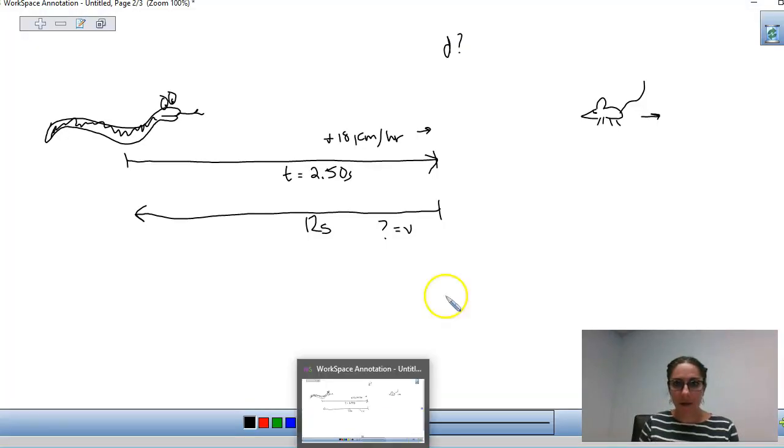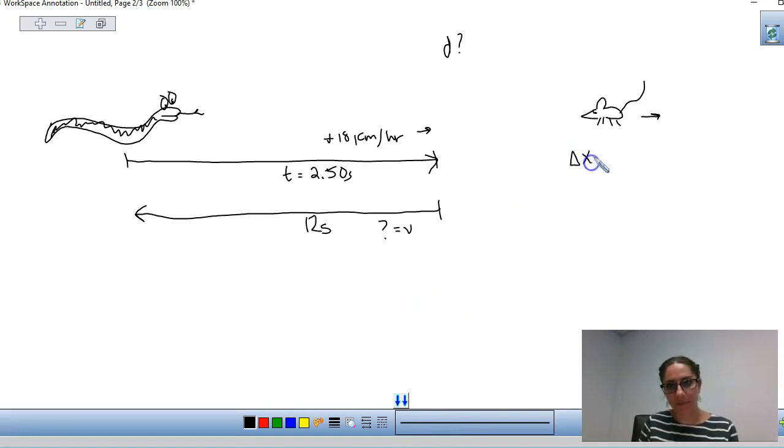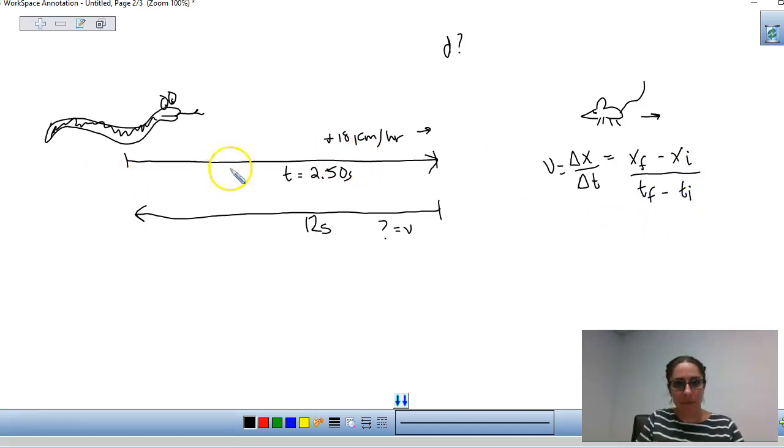So the average velocity is delta x over delta t. But remember that delta x needs a final position, assuming that initial is 0. So I need to find distance at some point. It doesn't matter when, but I need to find it. And then we also need to find average speed. Again, we do the total distance over the total time here. Okay.